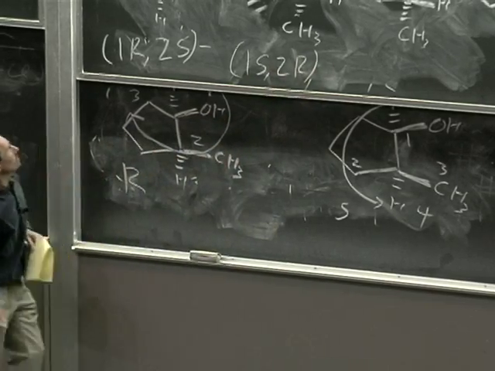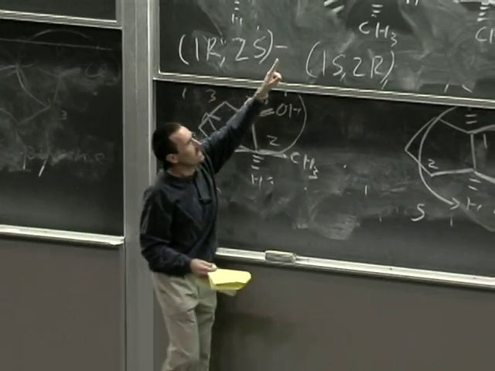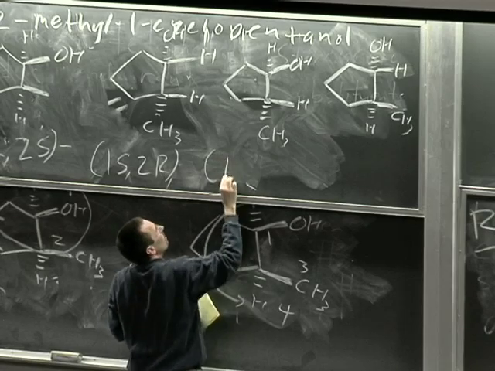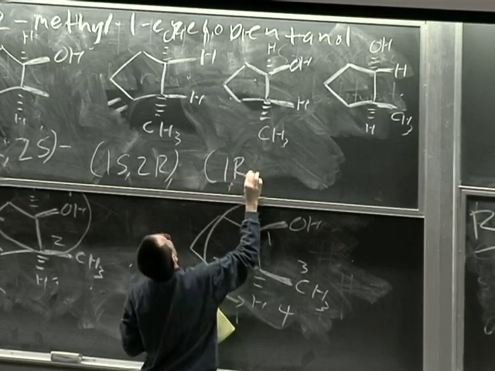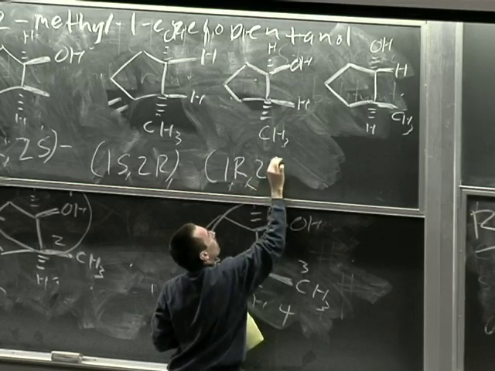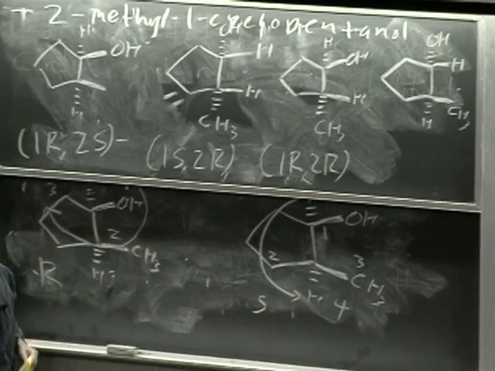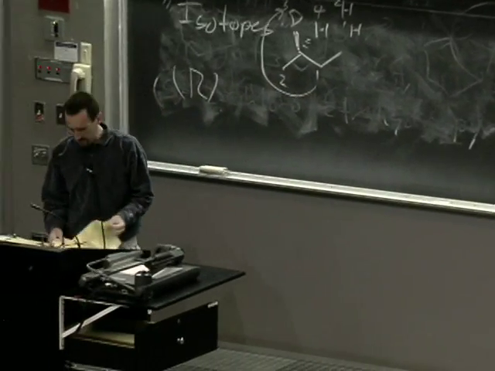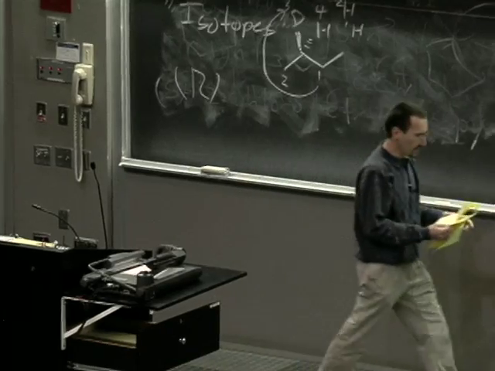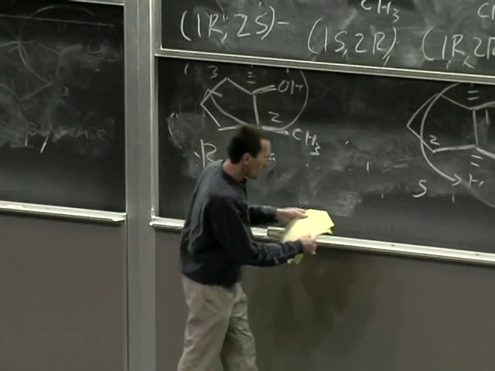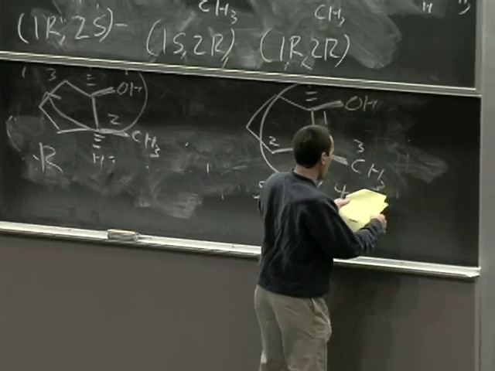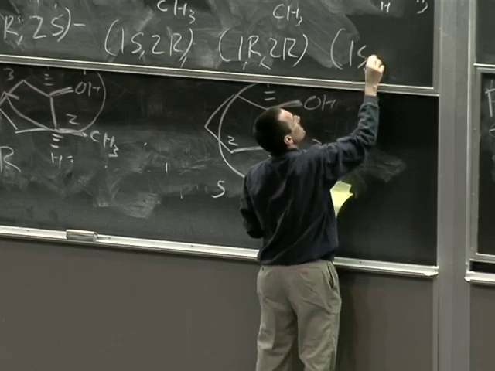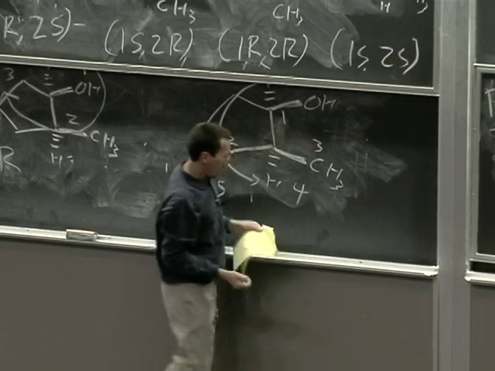The third molecule, we kept the original stereochemistry at the top one, but swapped the second. So this molecule is 1R and then 2R. And the last molecule, we've swapped them around again. Let's see, is that right? Yes. The last one is 1S, 2S.